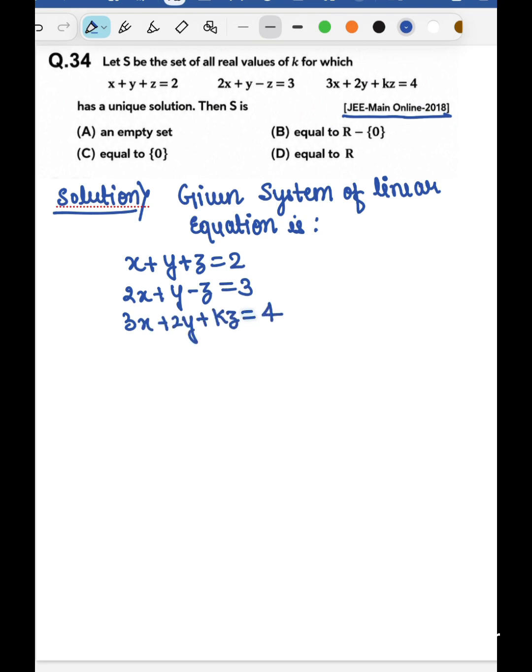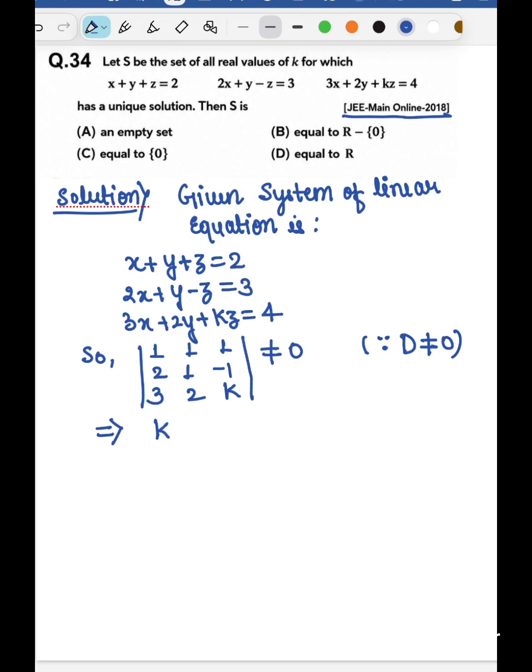Okay. And you all know that every time a question is asking about a unique solution, then you have to take the determinant not equal to 0. So the determinant with rows 1, 1, 1; 2, 1, minus 1; 3, 2 and k, right? This is not equal to 0. Why? Because the determinant is not equal to 0. This is the condition for a unique solution. Right? Now, just you have to expand this 3 cross 3 order determinant.